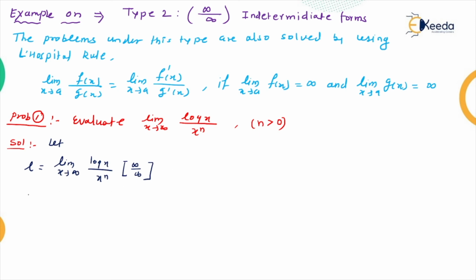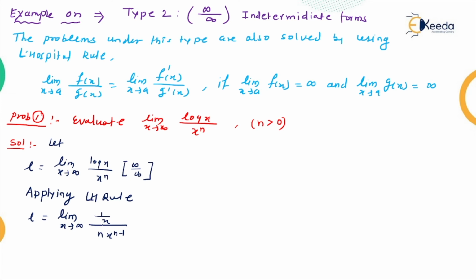Therefore, applying L'Hospital rule, in short LH rule. So what will you get here? L is equal to the limit as x tends to infinity. Take the derivative of numerator and denominator. The derivative of log x is 1 by x, and the derivative of the denominator is n into x raised to n minus 1. Now you have to check, is it 0 by 0 form or infinity by infinity form?